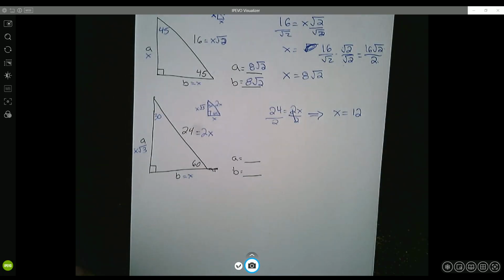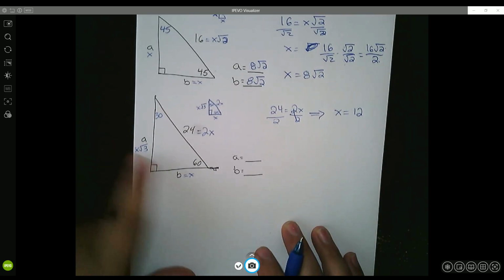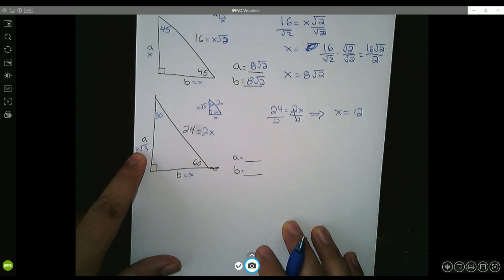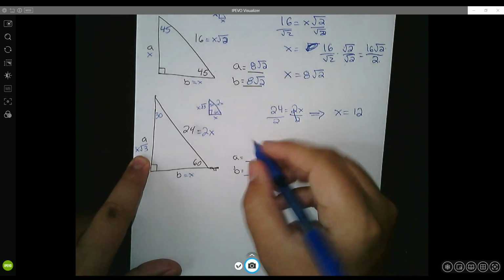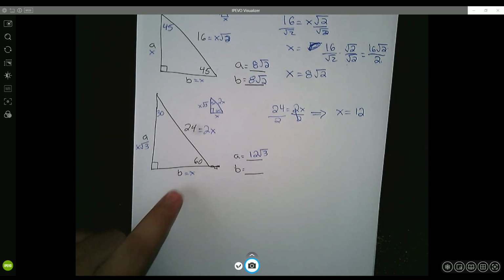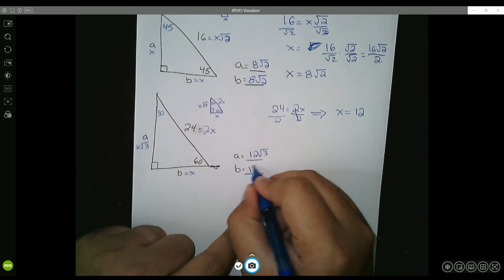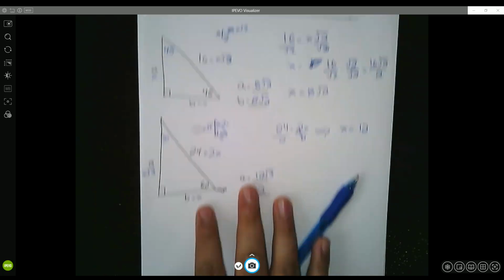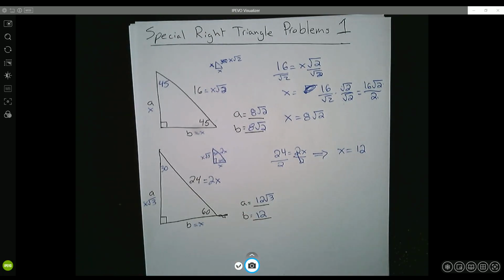So now we have x, and we're going to plug that into the a and b equations. A is equal to x square root of 3, or 12 square root of 3. B is simply equal to x, so b is just equal to 12. Those are the style problems I'm going to post online for you today. Just a few of them, not too many.